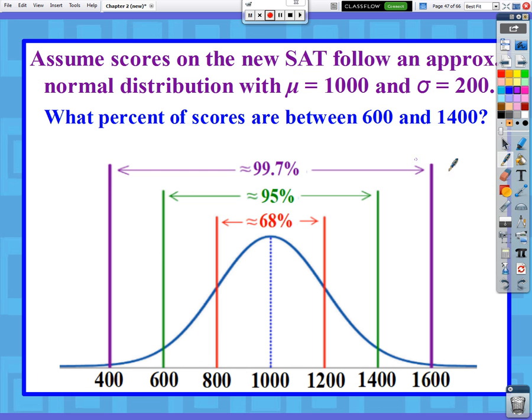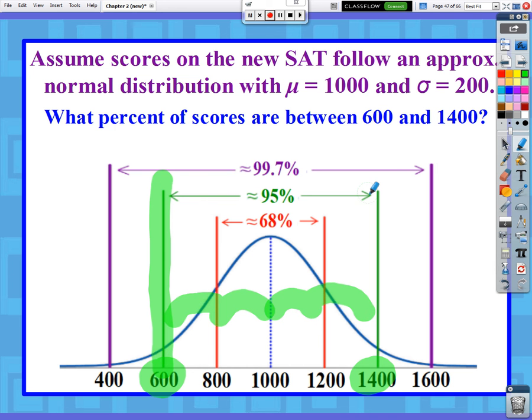So the question is, what percent of scores are between 600 and 1400? So here's 600, here's 1400. Well, 600 was 2 standard deviations below, and 1400 was 2 standard deviations above. So that means the percent of scores that are between 600 and 1400 is approximately 95%.